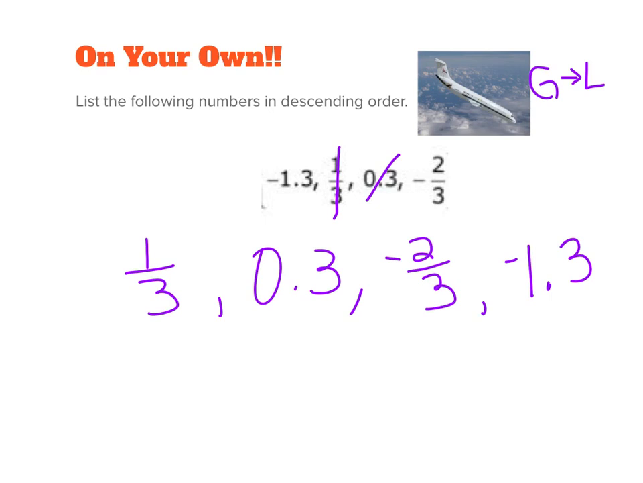Okay, so this is your answer. Make sure you got it correct. If you didn't, let me see if I can figure out what you did wrong. So if you got the last two in the wrong order, say you put negative 1/3 and negative 1.3, and negative 2/3 is the last one. Remember, the bigger the number, the less it's going to be. So since this one has a whole number, that means this is going to be the one that has the least value. So make sure you go back and check your answers, but this is what your answer should have been.